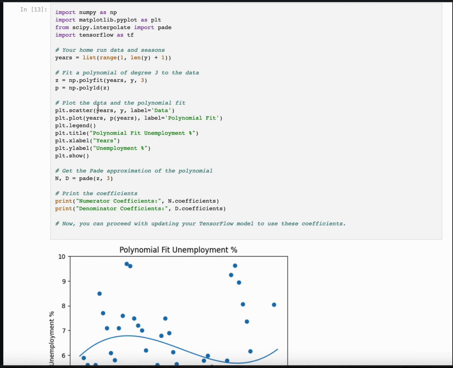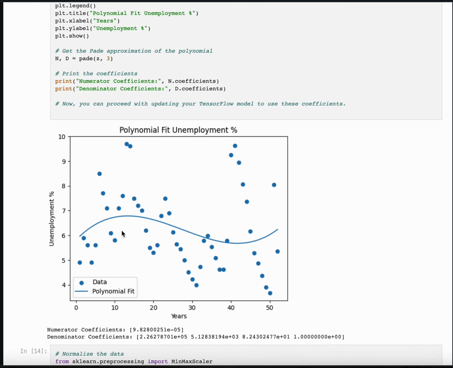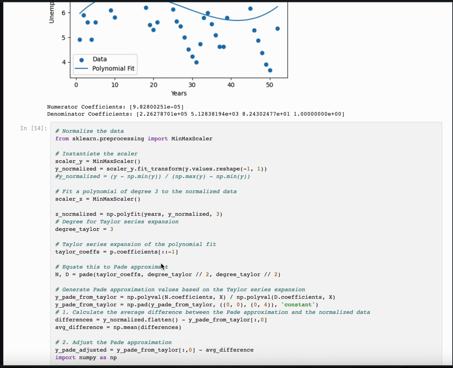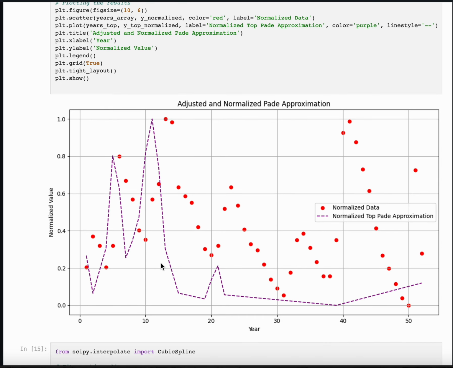From there, I just did a quick polynomial fit of the responses. So this would be the unemployment rate. You can see a polynomial fits it pretty well, right? So that's pretty cool and all. If we go down here, now I apply a Pade approximation to that, and you can see it's much more accurate than the polynomial fit, by a lot, which is cool. But you can see after a while it kind of diverges off.